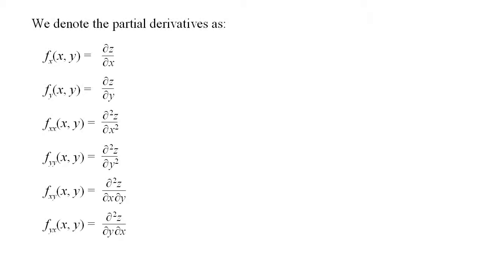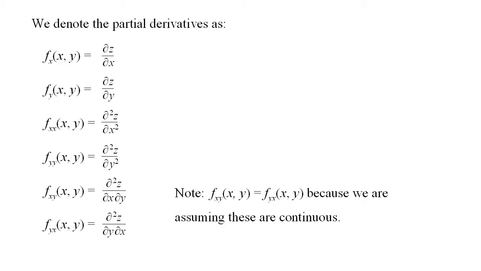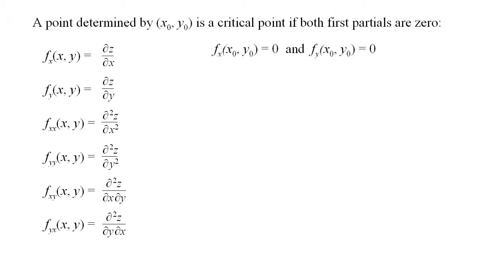Now let's consider a twice differentiable function of two variables, f of x and y, with continuous second partial derivatives. We denote the partial derivatives like this. By the way, the second partials of f with respect to x and then y, and with respect to y and then x, are equal because we are assuming that all partials are continuous. A point determined by x0, y0 is a critical point if both first partials are 0.